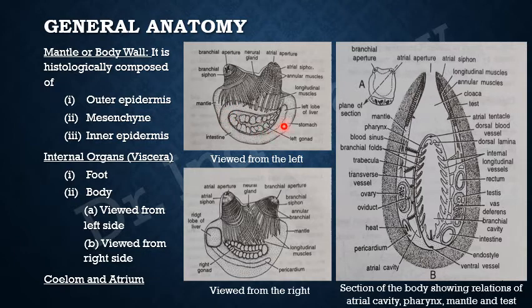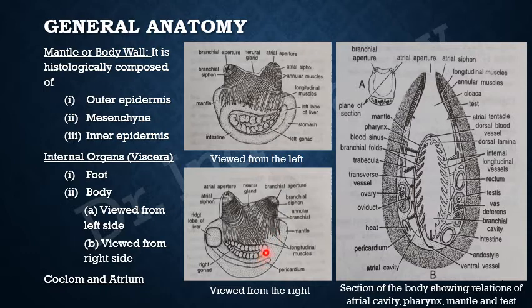This is the whole pharynx, and on the ventral region of the pharynx, the endostyle is visible. It is not given in this diagram, but it is like a rod-like structure which is covering the ventral part of the pharynx. So this is the animal's body viewed from the left.